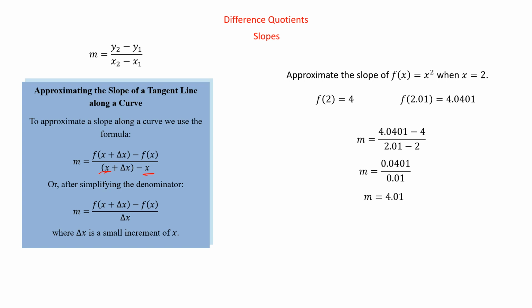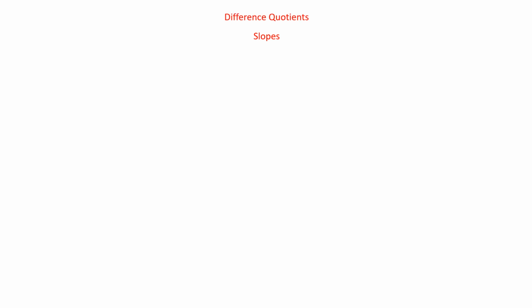Now the thing with x squared is it's going to be different if x equals 1, or x equals 0, or x equals -1. It's not going to have the same slope as a line because it's changing. So let's look at a different one. Let's approximate the slope of f of x equals cosine x when x equals pi over 4. So here we have cosine, so it's trig, and we're going to see how we can do this.